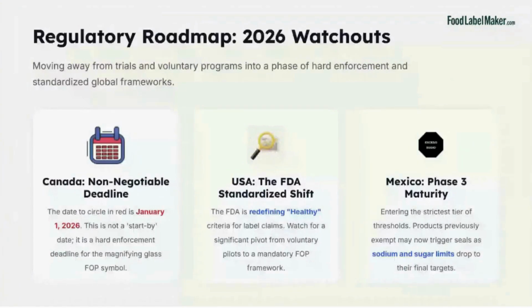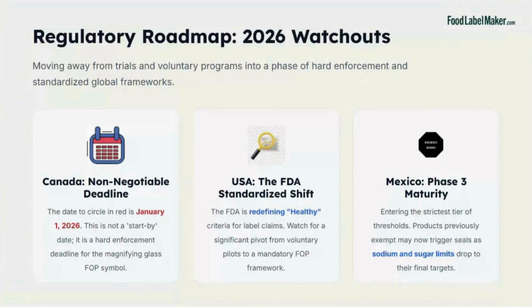Okay. As we move towards the conclusion of today's session, I want to leave you with a clear roadmap of what is on the immediate horizon, basically. So we are moving away from trial periods and voluntary pilot programs into a phase of hard enforcement and standardized global frameworks. So basically, let's look at the three critical watchouts your regulatory teams should be tracking right now.